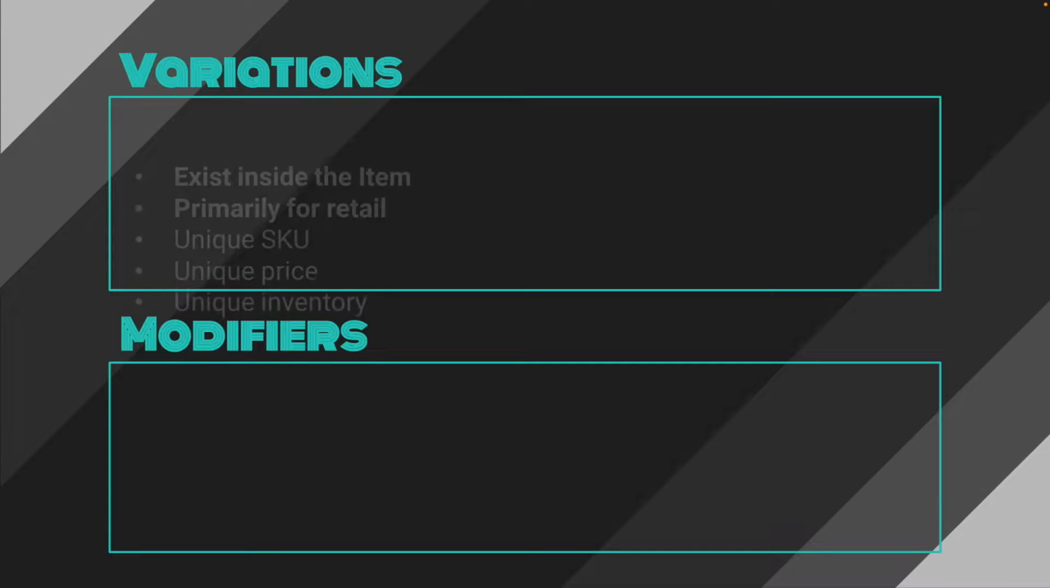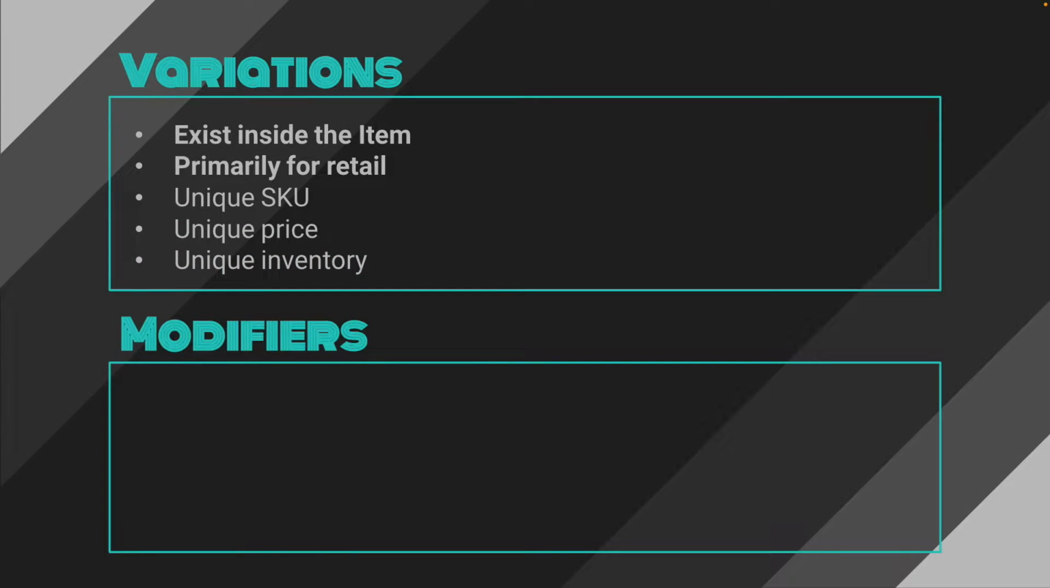Now, variations are unique in that they exist inside the item, so they're part of the item anatomy. They are primarily used for retail. And those are the two key things. And then they have a unique SKU, they have a unique price, they have unique inventory. So it's sort of like a sub-item inside the item that you can have another picture on, that you can let people select, of course, but it has its own SKU, its own price, it has certain information that's unique about it.